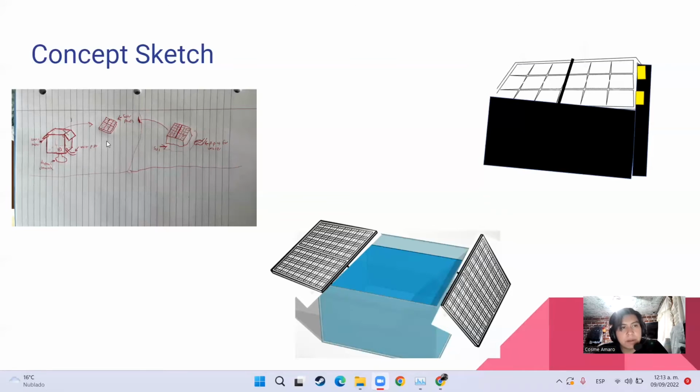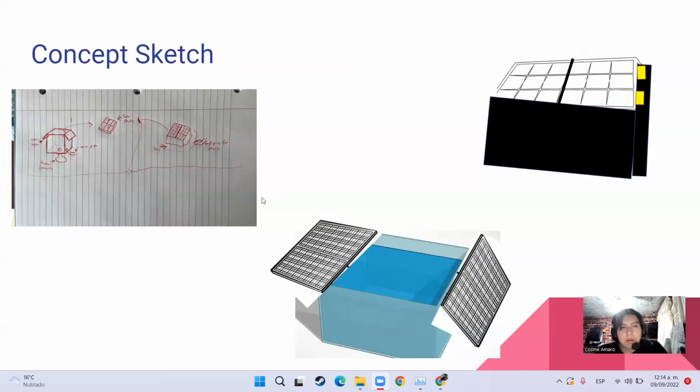This box will have solar panels on the top side in order to be energized by itself, by solar energy. And we also wanted to improve this by making it automated. So we want to put some sensors on this part, so the machine could know where the water level is, and at what time to close this box.